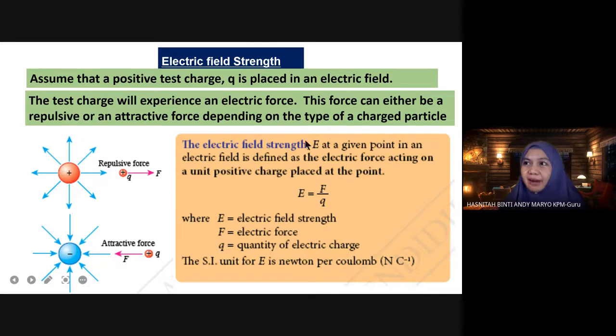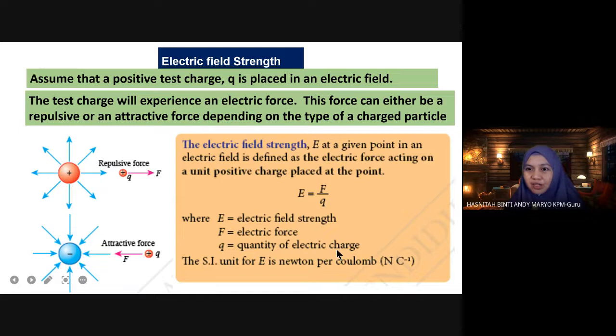Again, electric field strength, the symbol is E, is defined as the electric force acting on a unit, a unit meaning one unit, positive charge placed at a point. So this is the equation: E is the electric field strength, F is the electric force, which can be repulsive or attractive, and Q represents the quantity of electric charge. This is the unit for electric field strength: force is in Newton, and the unit for quantity of charge is Coulomb. So the unit for electric field strength is Newton per Coulomb.